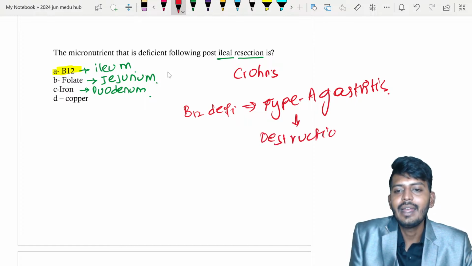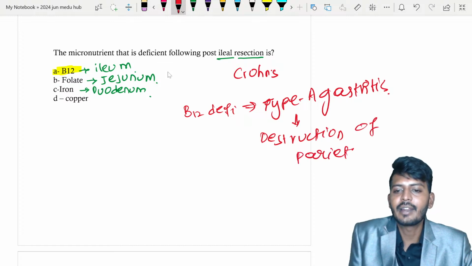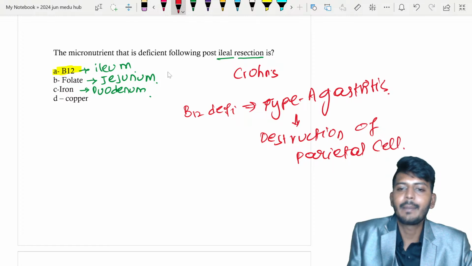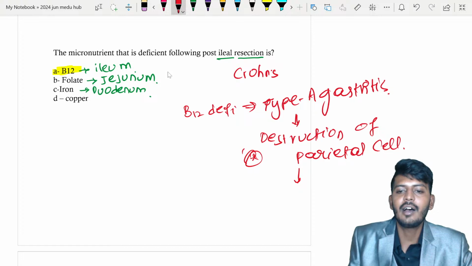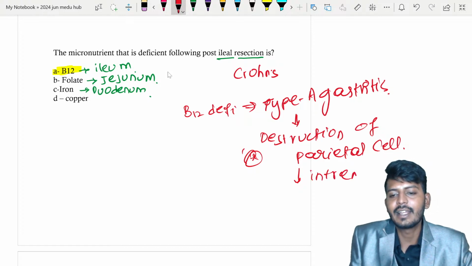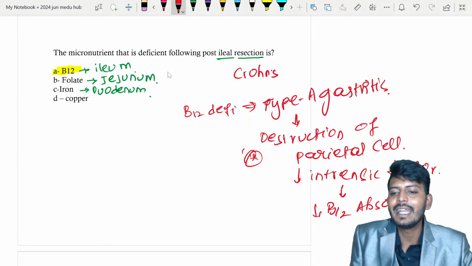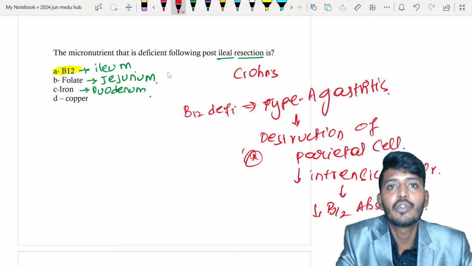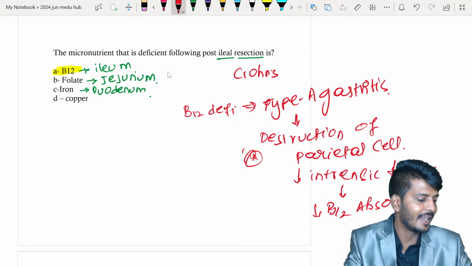Destruction of the parietal cell. If the parietal cell is destroyed, what will happen? There is a decrease of intrinsic factor. Since there is a decrease of intrinsic factor, that will lead to decreased B12 absorption, because absorption of B12 needs intrinsic factor, which comes from parietal cells, but parietal cells are damaged in type A gastritis.